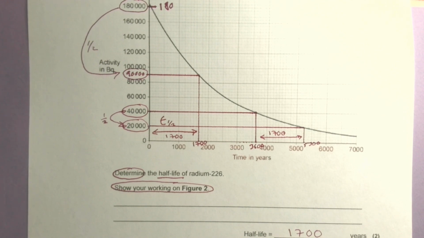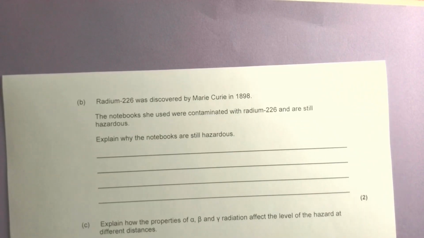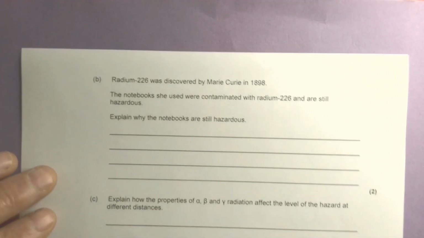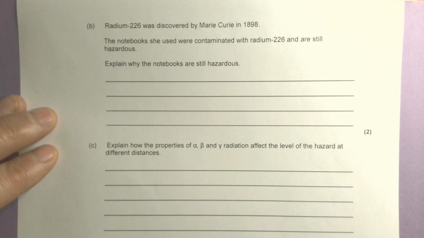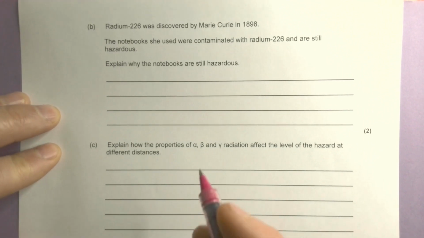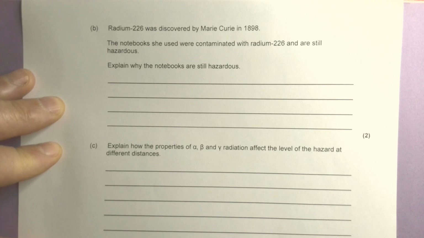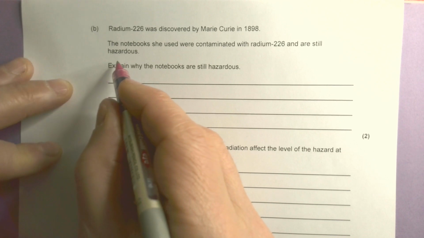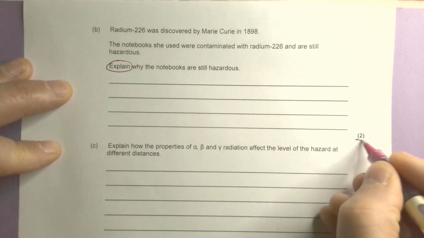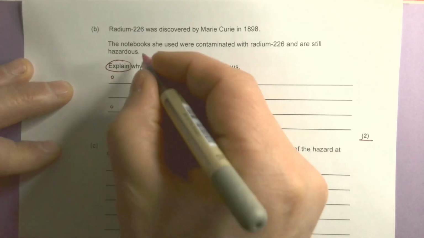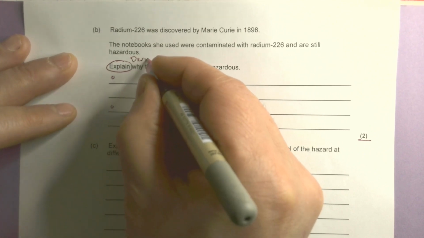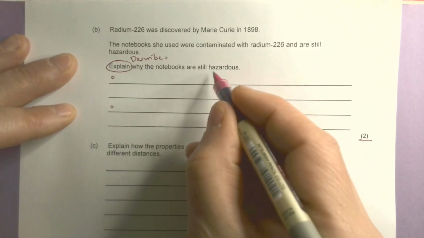Okay, part B. So part B, radium-226 was discovered by Marie Curie in 1898. The notebooks she used were contaminated with radium and are still hazardous. So explain why her notes are still hazardous. So explain is a describe plus, it's worth 2 marks, so it's a describe plus. Why are they hazardous?